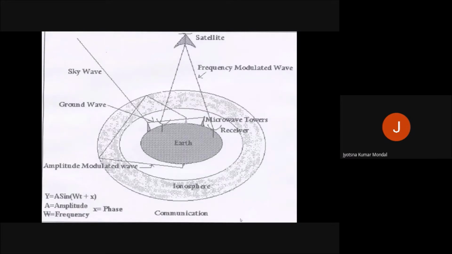Now you see, I am talking about the communication satellite, the remote sensing satellite, and the GPS satellite. That means in general we are using these three types of satellites. Some other satellites are there, but broadly we can classify them this way.